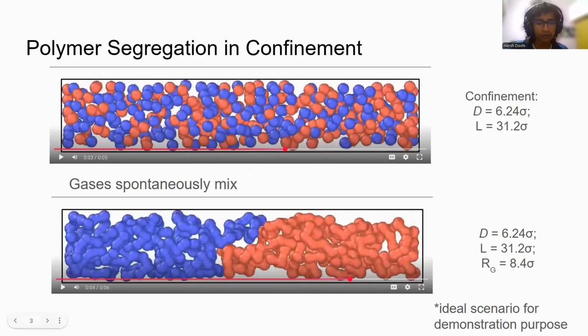That means that the two polymers have moved to two different halves of the cylinder. This is in complete contrast to the gas case. But the reason why this segregation happens is actually the same reason that the gases mix. It's because entropy is increasing in this process.